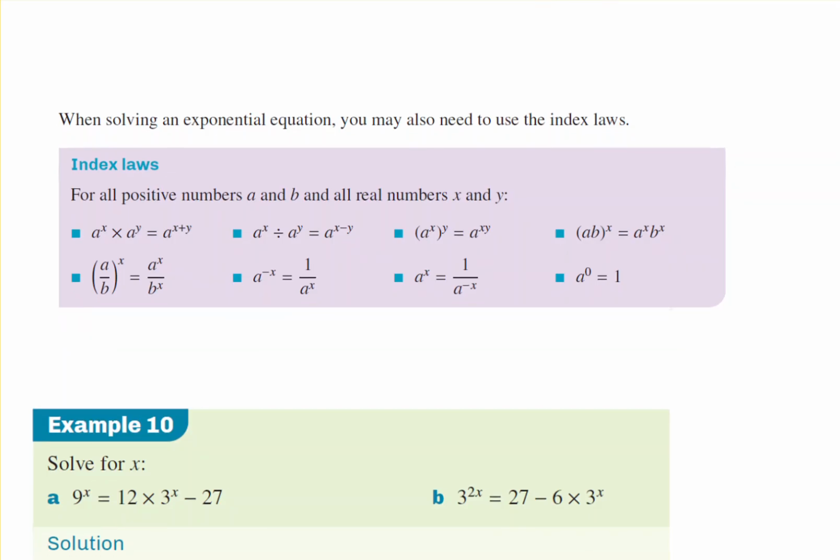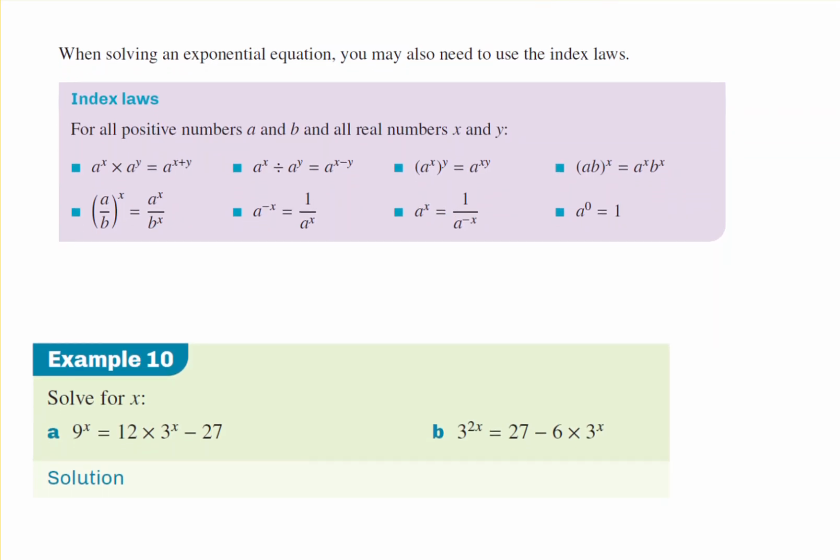When solving exponential equations, you also may need to use some of your index laws. Running through them: when you multiply with the same base, add the indices, and that goes for the reverse too. When you see a to the x plus y, you can often break it up into a to the x times a to the y. When you divide with the same base, subtract the indices.